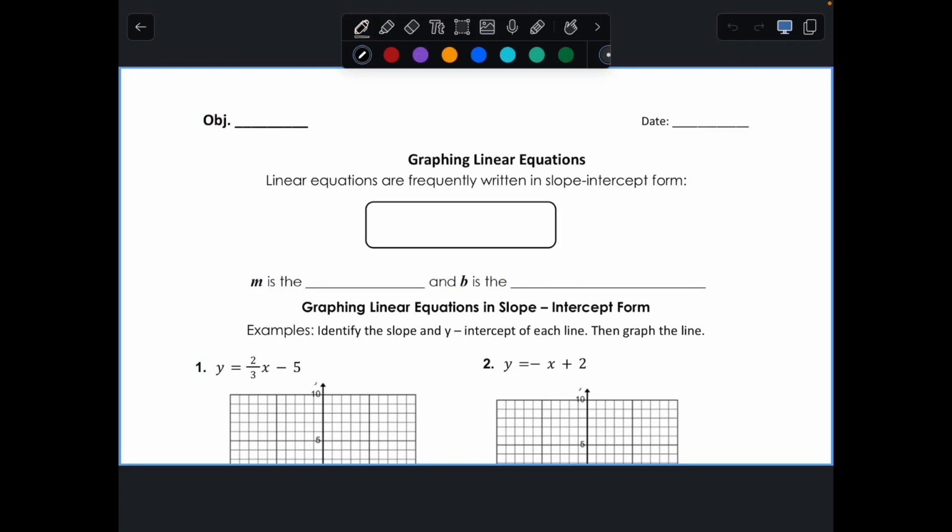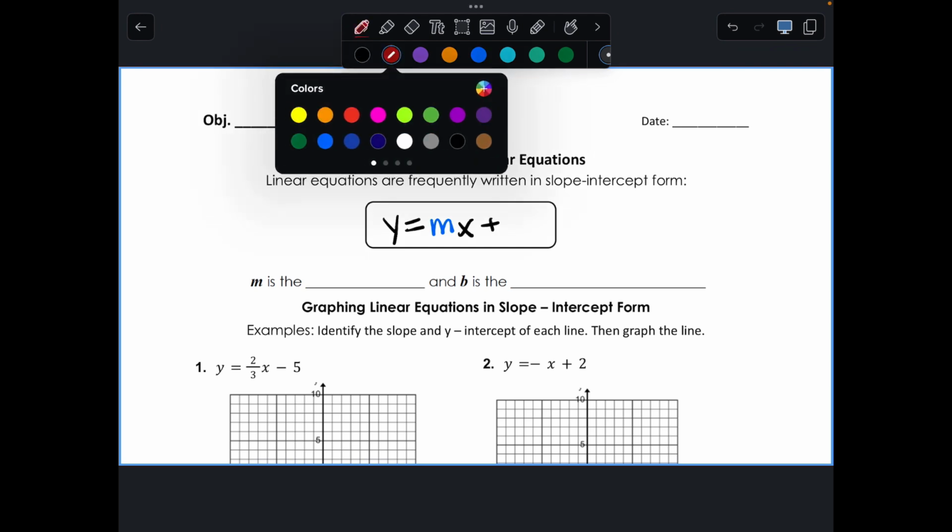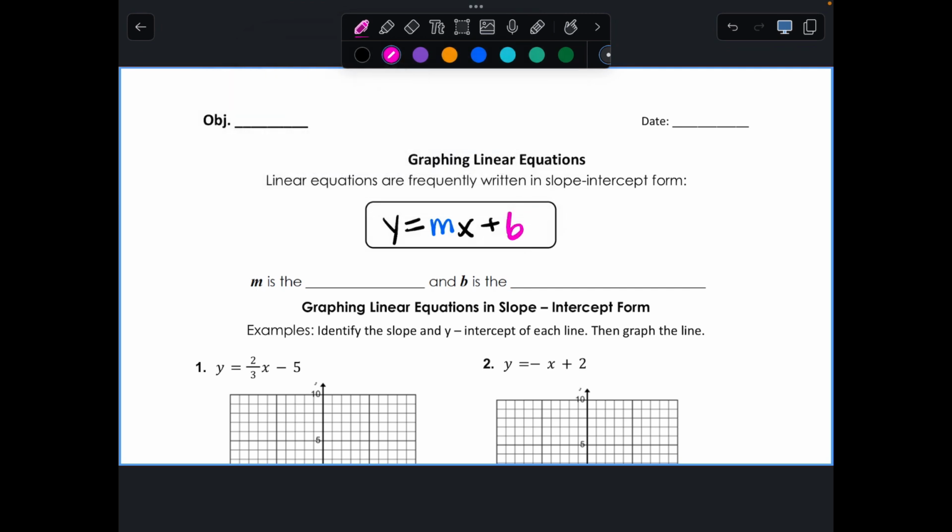All right, so linear equations are frequently written in slope-intercept form, which is y equals mx plus b. M is the slope. Remember, slope is rise over run. And b is the y-intercept, where the line crosses the y-axis at 0, b.